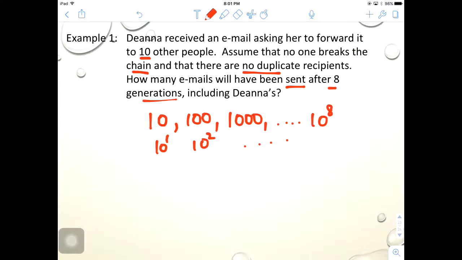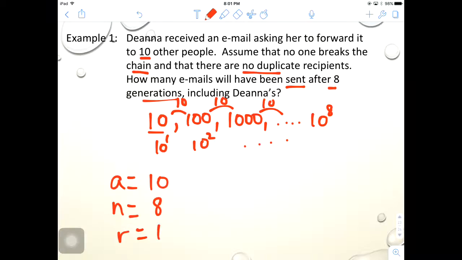And so from here, we can actually derive what our a, n, and r equal. Well, the first value is going to be 10. That's the first number. And then the number of generations is 8, so n is equal to 8. And then the ratio should be 10 because you are multiplying by 10 to get to the next number. So the ratio is 10.